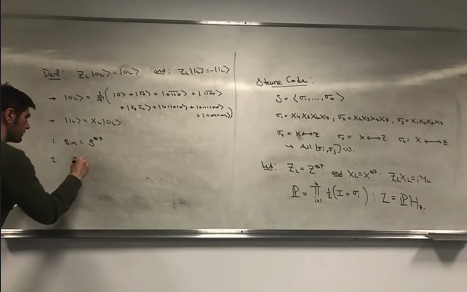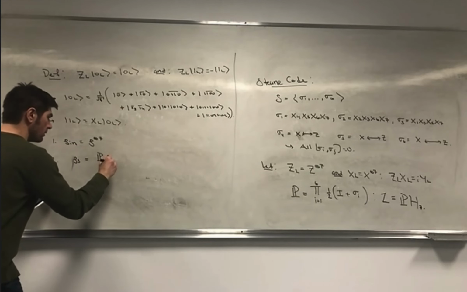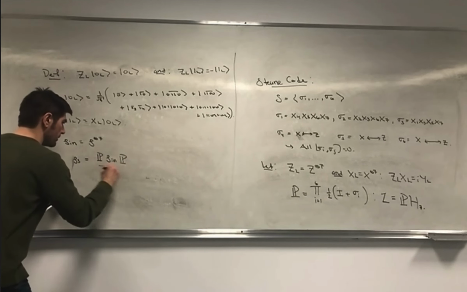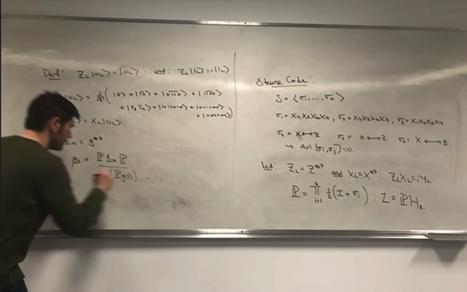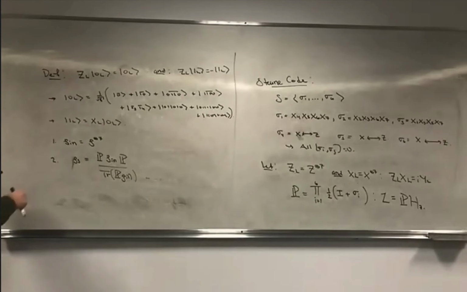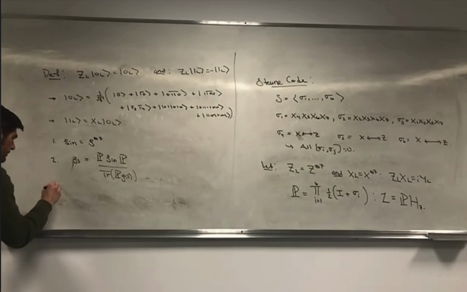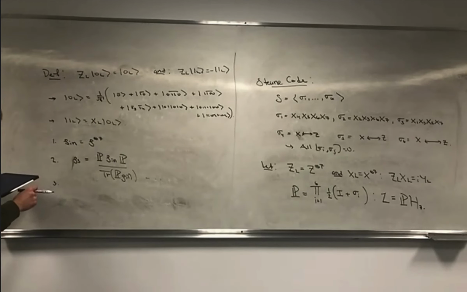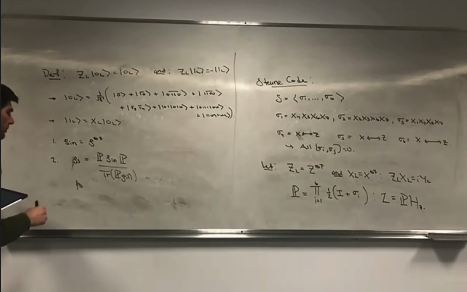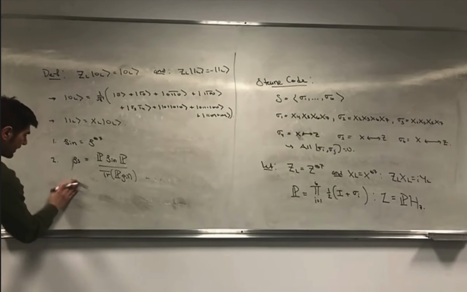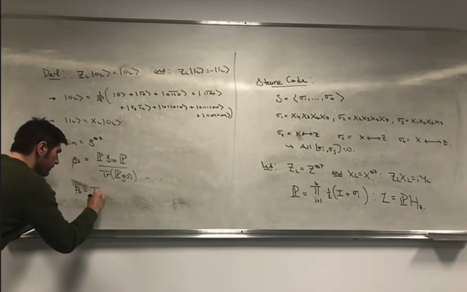Row S is going to be defined as P row in P over trace P row in. This is just the state after the projection, and we post-select on the all 1 eigenvalues. And then also, we want the probability that you even get this state in the first place. The probability of success is just this denominator here.